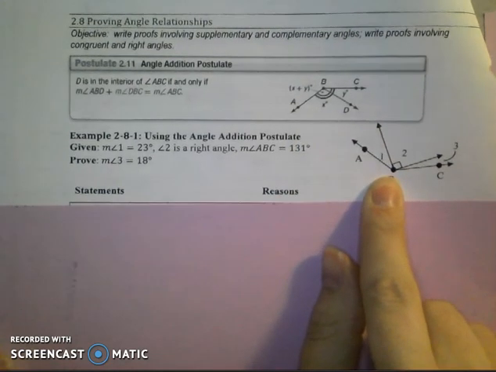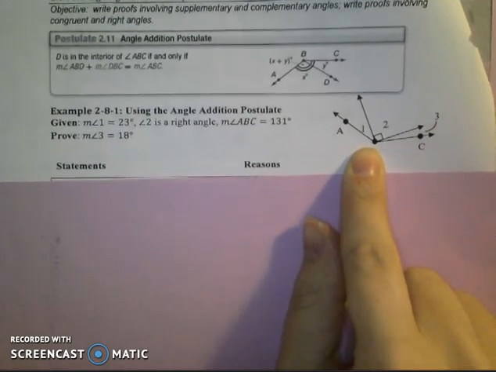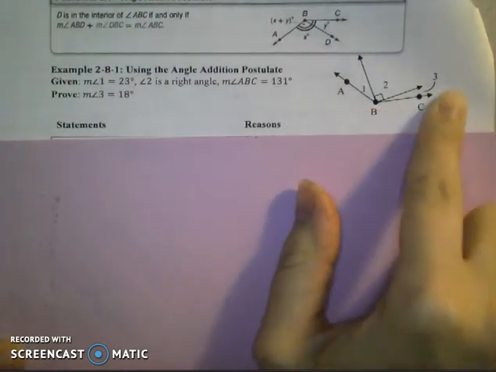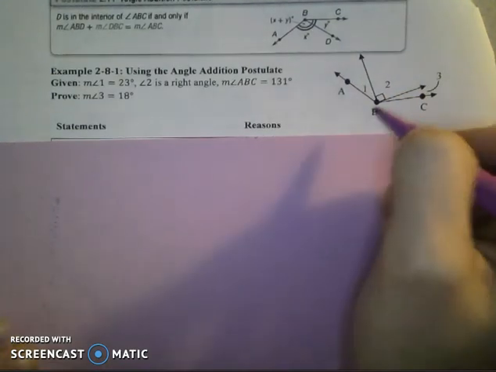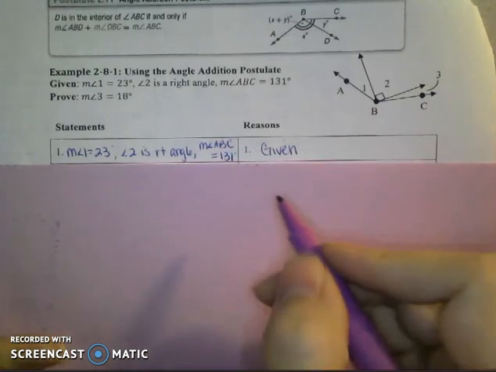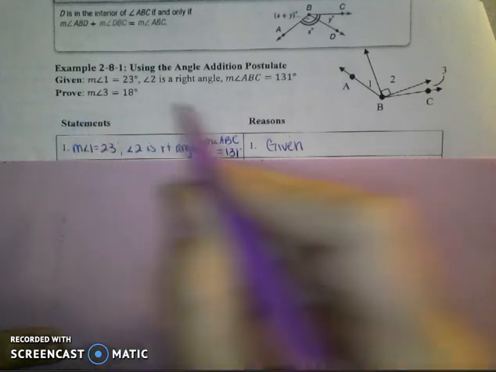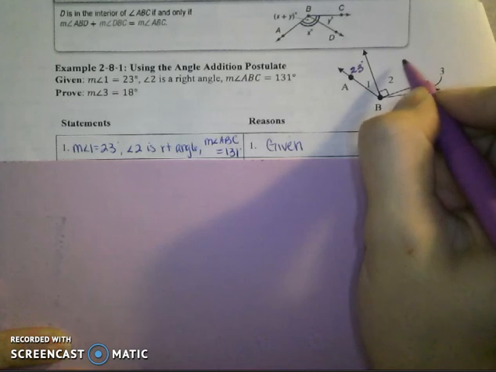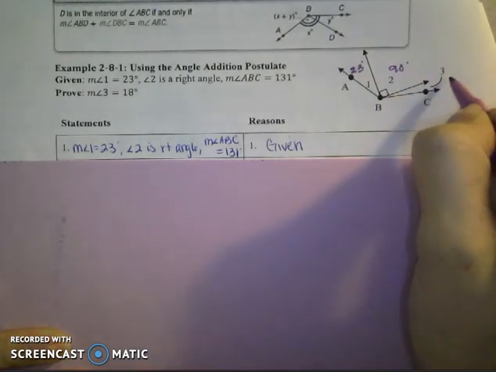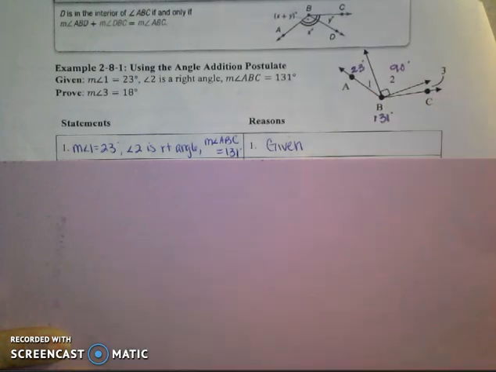So what I definitely recommend again is that we label our picture as we go so that we can follow our thinking, but also help if we need help to use our picture. So let's go ahead and fill in first just what we know comes first, and that's our given. Go ahead and fill in the last statement, what we're trying to prove. And then let's go ahead and label our picture that this is 23 degrees. This is a right angle, so it's 90 degrees. And then angle ABC total, I'm going to put it on the outside, is 131 degrees.